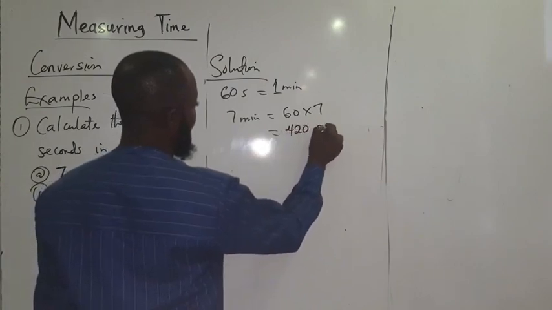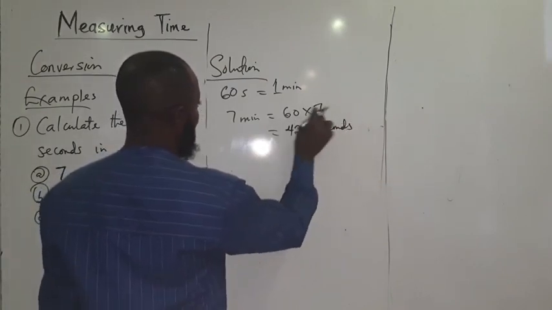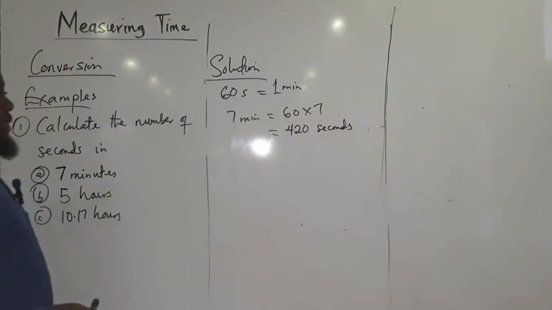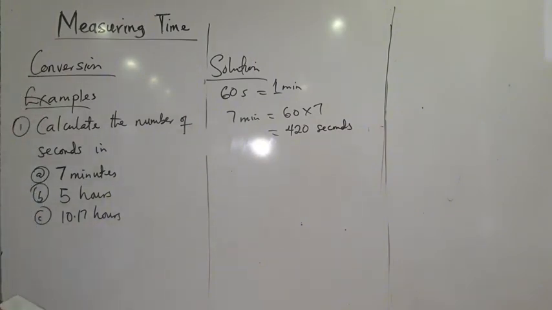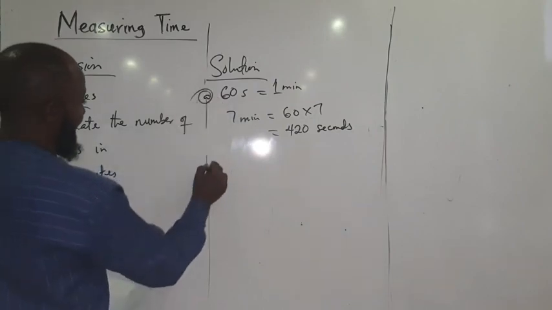420 seconds. So 6 times 7 is 42, right? Then add the 0, that is 420 seconds. Then the B part, I hope it's very clear.